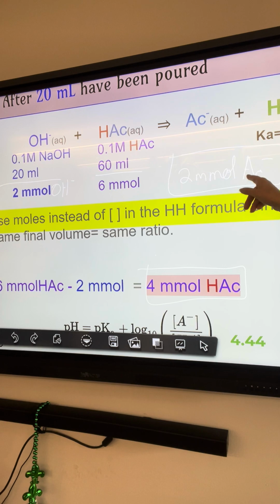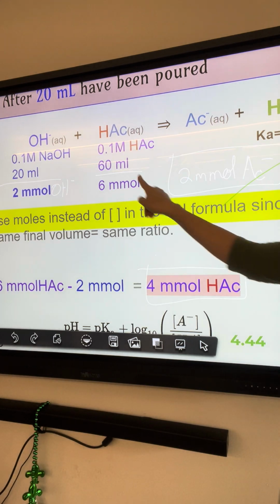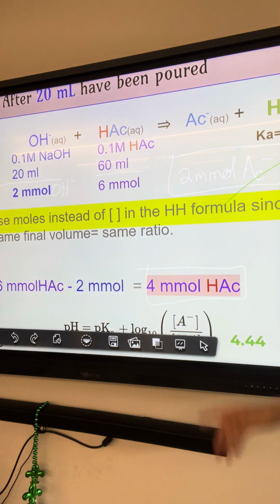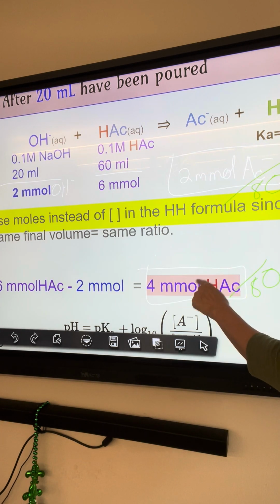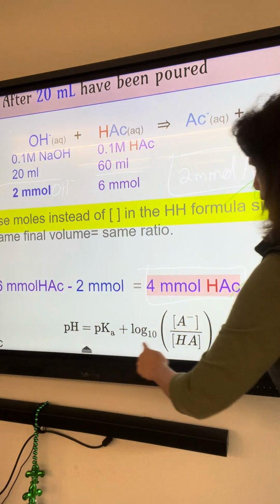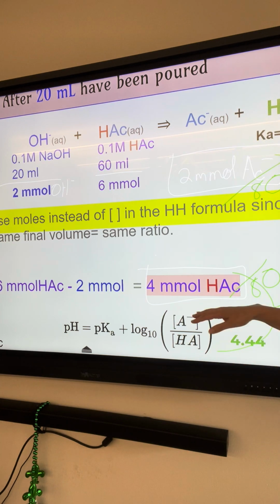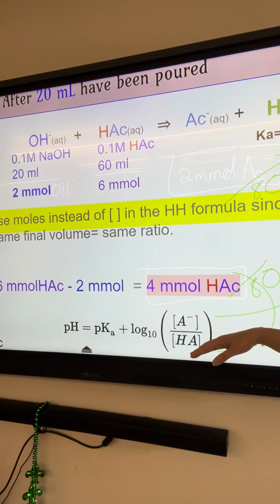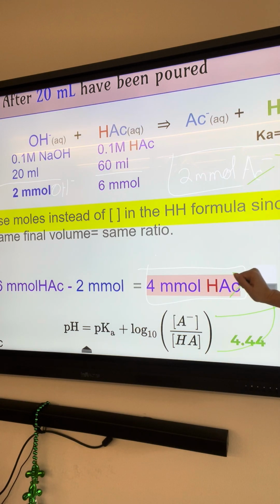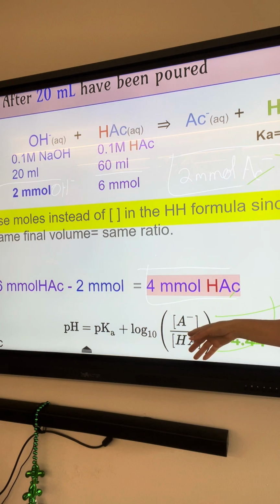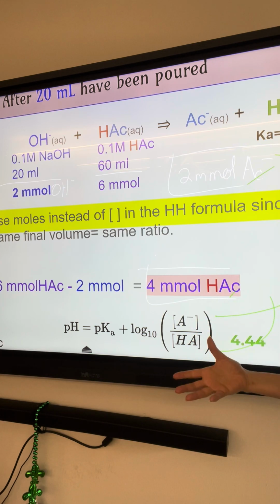Now, you have 2 millimoles of acid. If I wanted to know the concentration, I would divide it by how many milliliters? 80 milliliters. I'm going to put one over the other, the base over the acid. If you have 80 in the numerator and 80 in the denominator, what's going to happen? They cancel. So I'm not even going to find the concentrations. I'm just going to use the millimoles straight. They should be concentrations, but since they're over the same volume, they cancel.